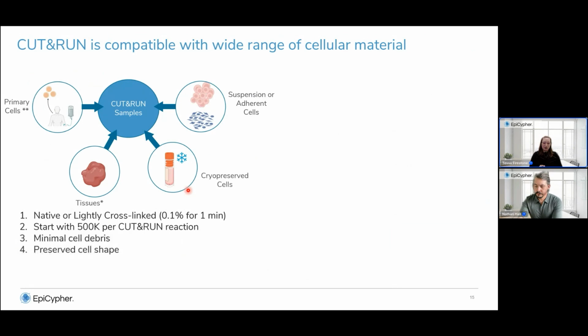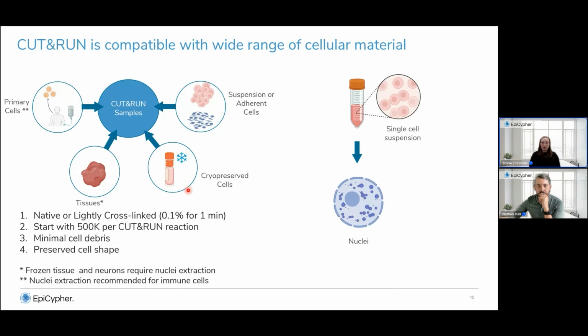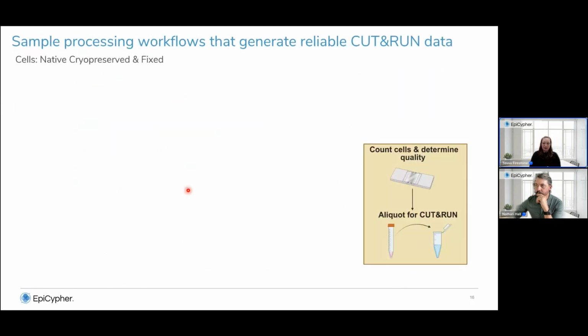Optimal samples are monodispersed with minimal cell lysis and normal morphology. Nuclei extraction is recommended when working with immune cells, since Con-A is a lectin and can be immunostimulatory. And nuclei extraction is often required for tissues and neurons. Most users begin with a cell line model, since these are easy to grow and handle, but there is a growing interest in adapting CUT&RUN for more complex samples like tissues. But we're going to start with the recommended workflows for cells to generate CUT&RUN-ready samples.